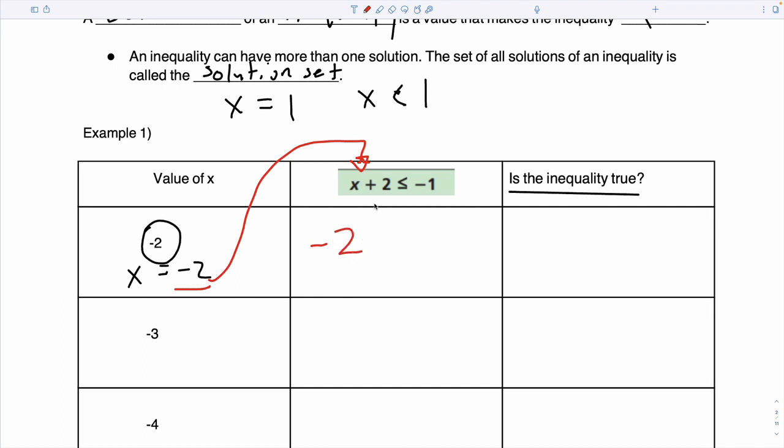Let's do that. Negative 2 plus 2 is less than or equal to negative 1. Solve it to as simple as you can get. Negative 2 plus 2 is 0. Pause when you get it to the simplest version. I have two numbers that I'm comparing. Is that statement true? Is 0 less than or equal to negative 1?